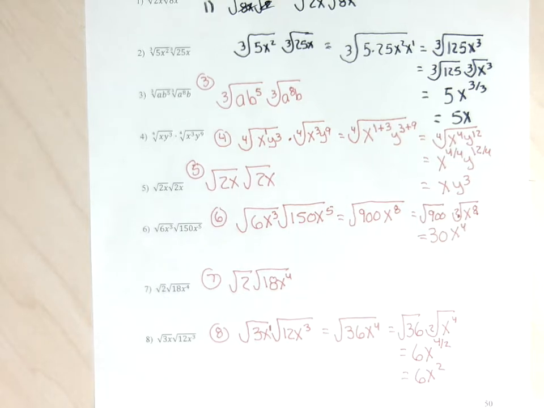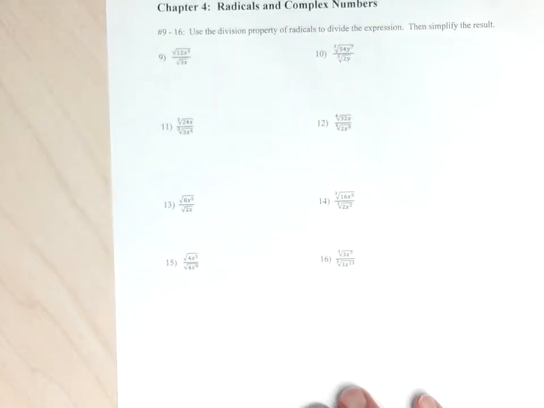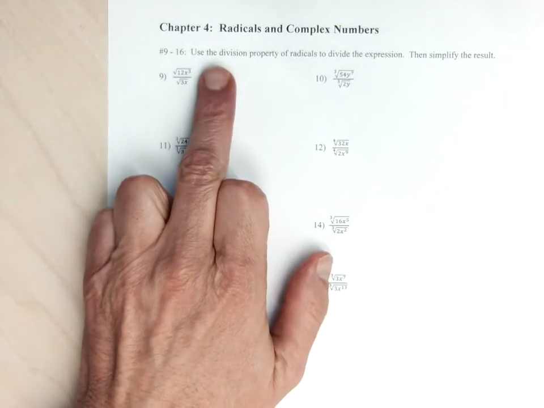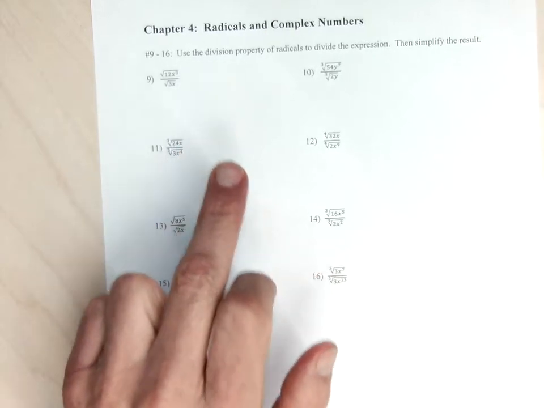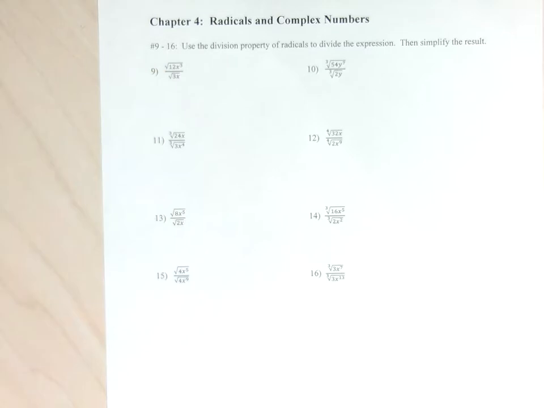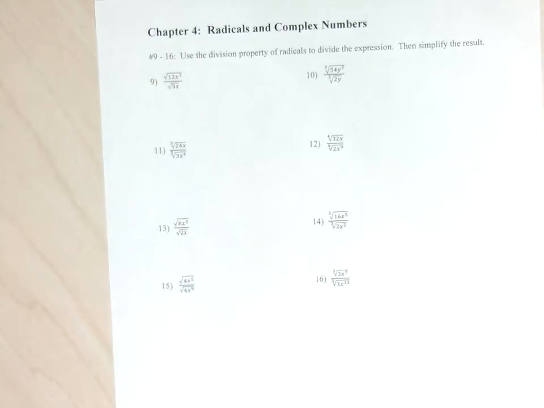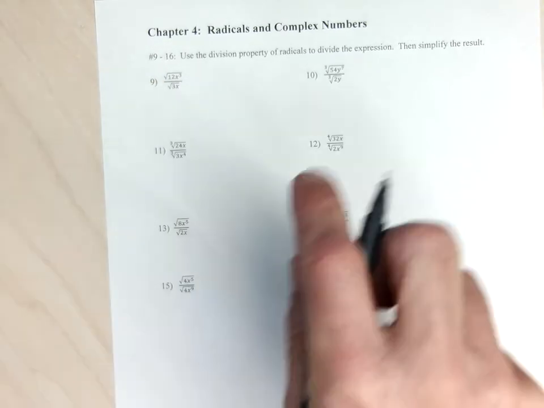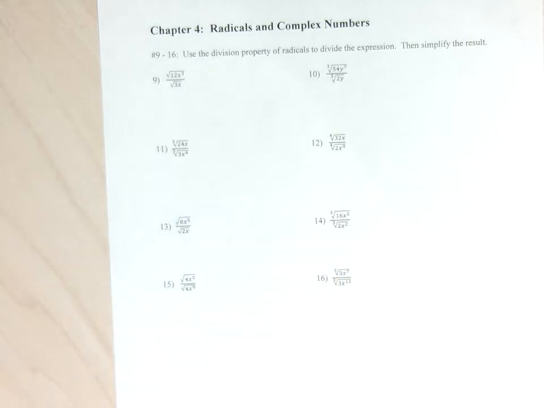So hopefully you can do all the odds, 1, 3, 5, and 7. That's the first of 3 kinds of problems in section 4.5. The second kind of problem is just to use the division property of radicals. The division property of radicals basically says if the index is the same, you just divide regularly and leave the index. So I'm going to divide and then simplify.